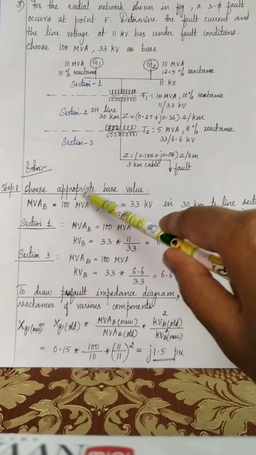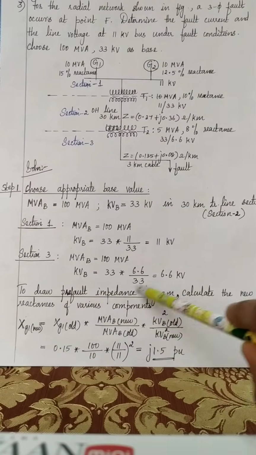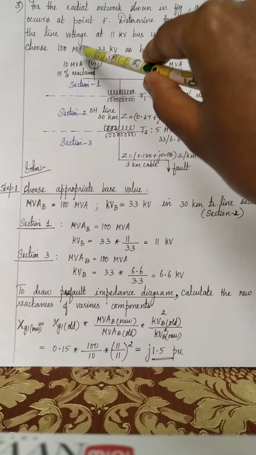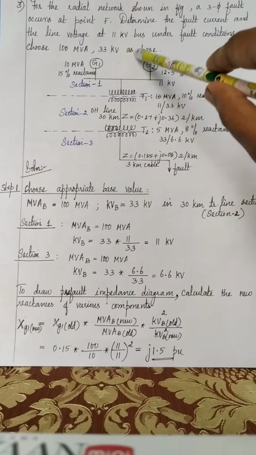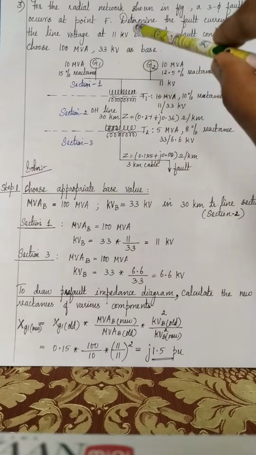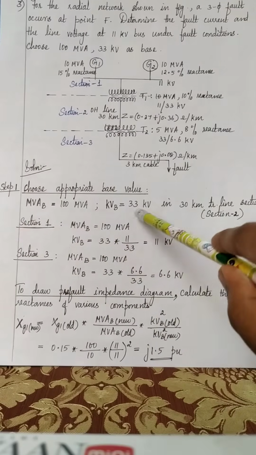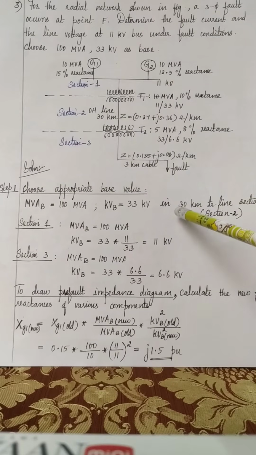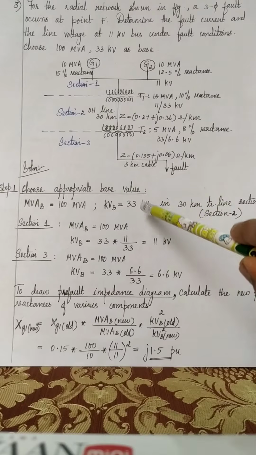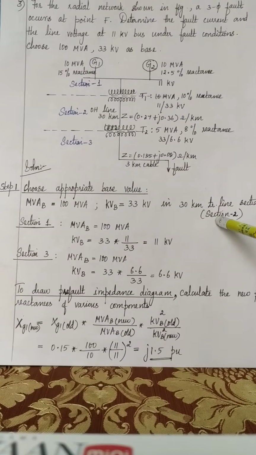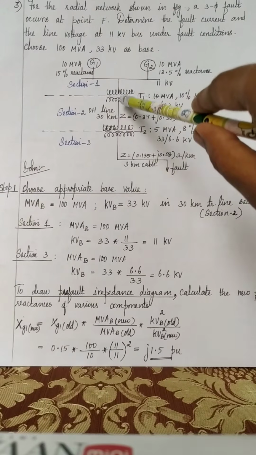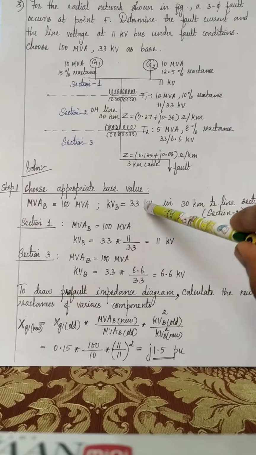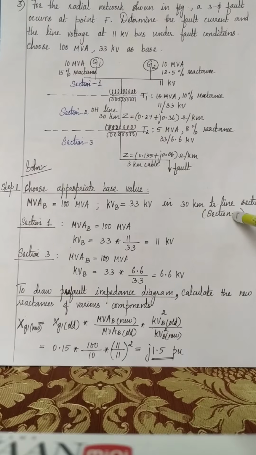Now let's go to step 1. What is step 1? Choose appropriate base values and draw the pre-fault impedance diagram. So let us choose the appropriate base value. The problem says to select 100 MVA, 33 kV as the common base. But they haven't mentioned in which section it has to be considered. I have considered this base value with respect to the transmission line section, that is section 2, because in section 2 we have the secondary of one transformer and the primary of the other, which are rated 33 kV. So I have considered this common base with respect to section 2.